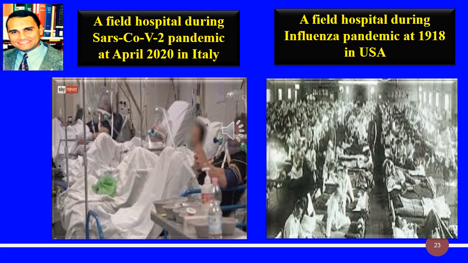So, if we compare 50 million deaths during the influenza pandemic in the United States in 1918 and 30,000 people dead in April 2020 in Italy during the SARS-CoV-2 pandemic, it is nothing. Knowing the cause, and knowing and monitoring the control programs, is one of the perspectives of epidemiology.